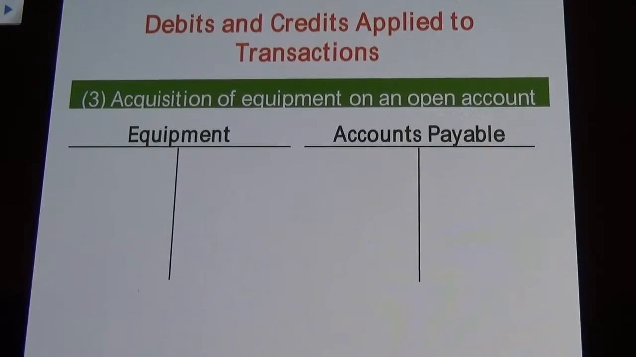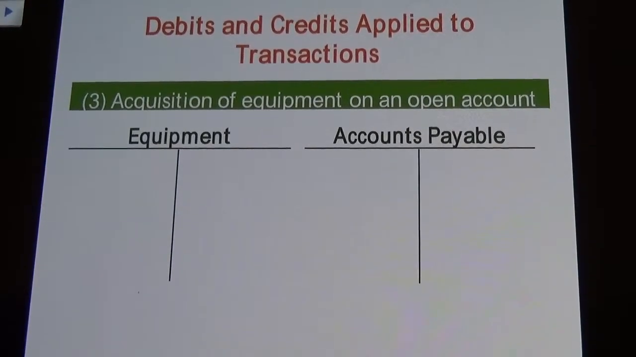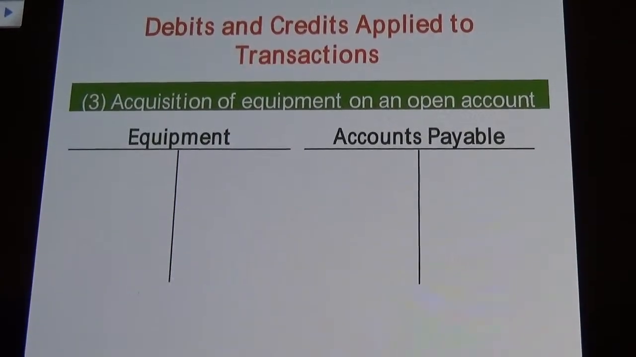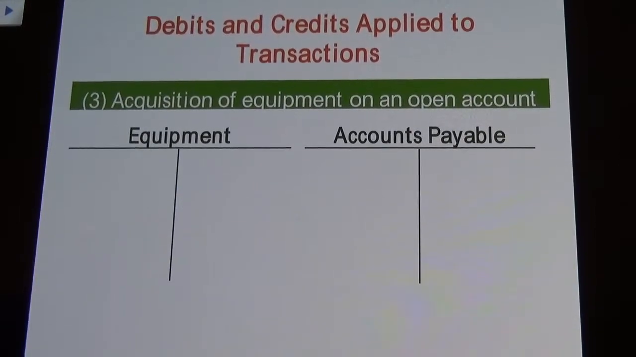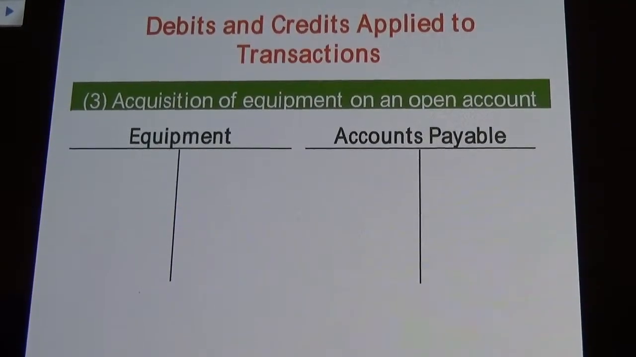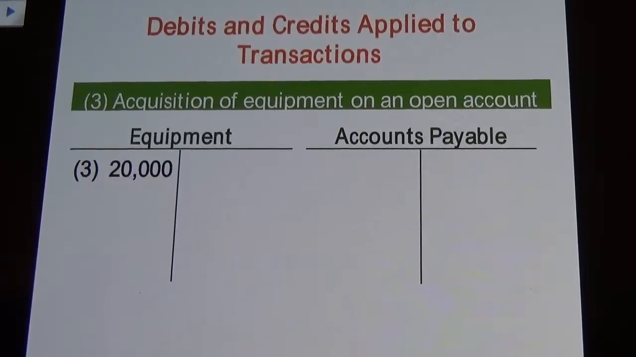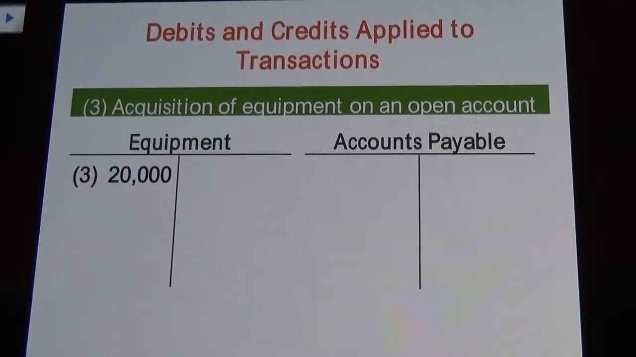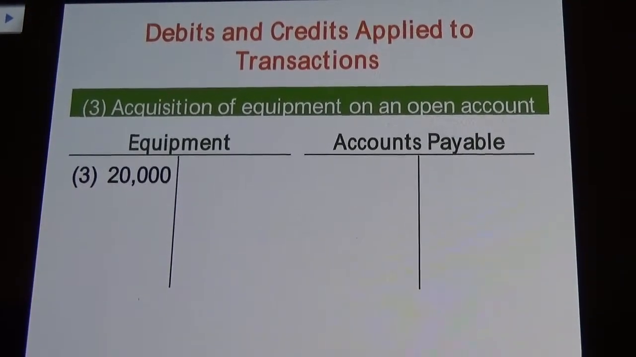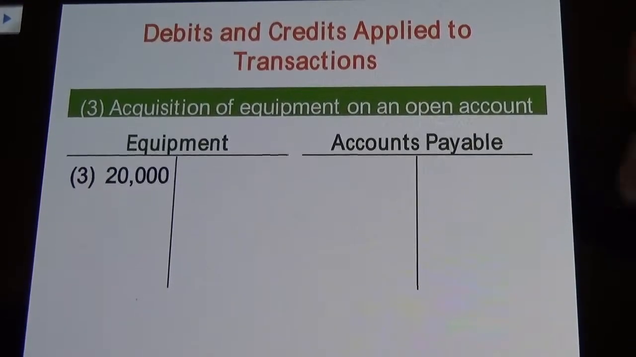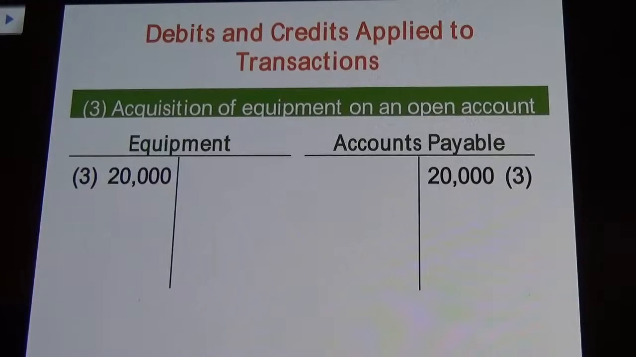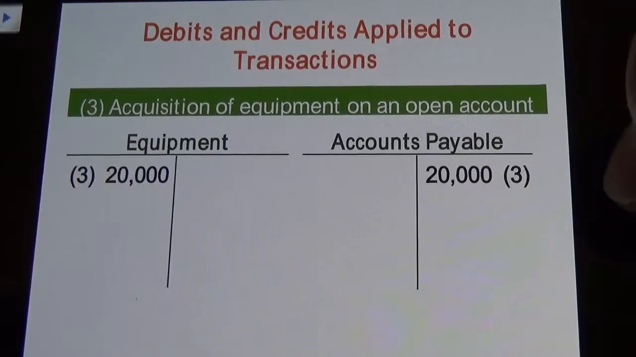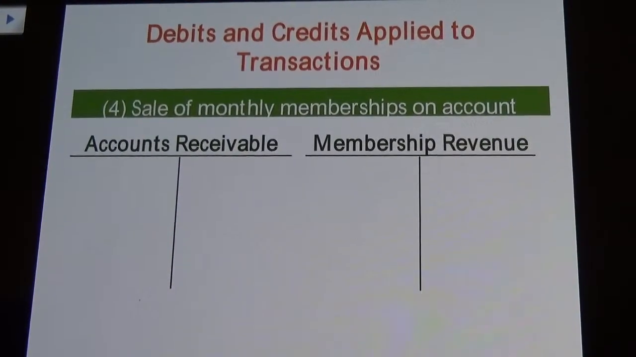Next, we acquire equipment on an open account, which is accounts payable, as we discussed earlier. In this case, the equipment is an asset account. The equipment is increasing, and to increase an asset account, we debit it. So we are going to record the $20,000 as a debit to equipment. Accounts payable is a liability account, which is on the right side of the equation. Therefore, it has a credit balance, and to increase accounts payable, we credit it for that $20,000. Again, our debits equal our credits. We're keeping that accounting equation in balance, and everything should be working well.